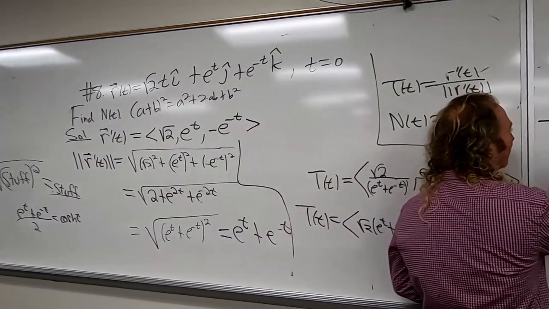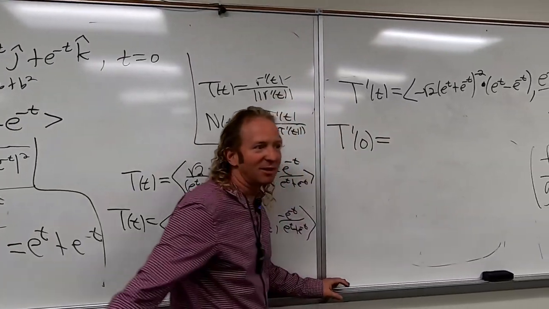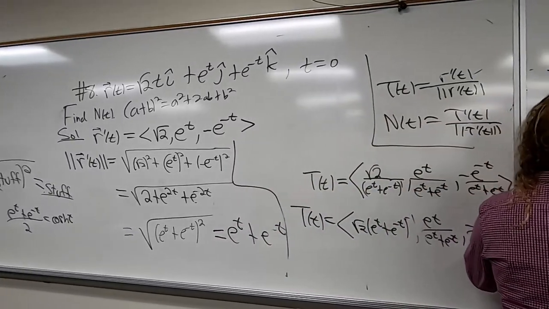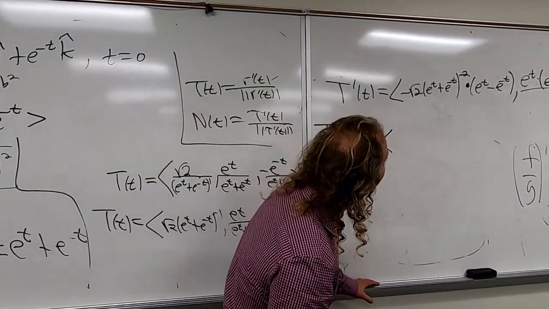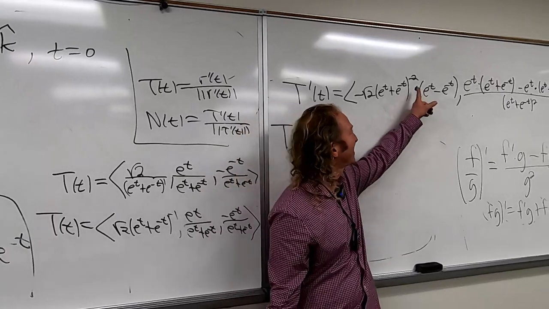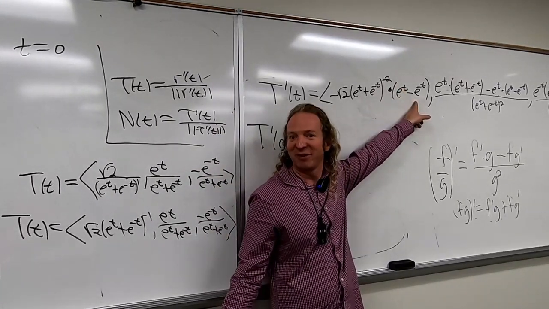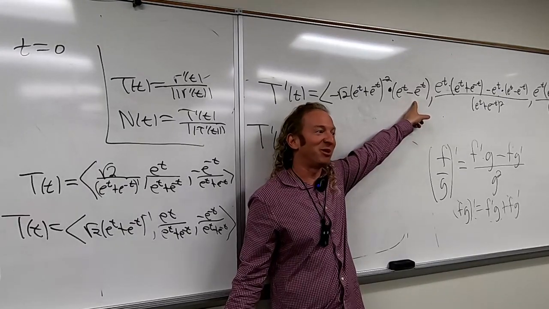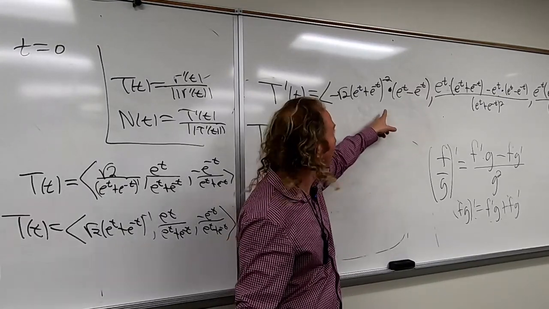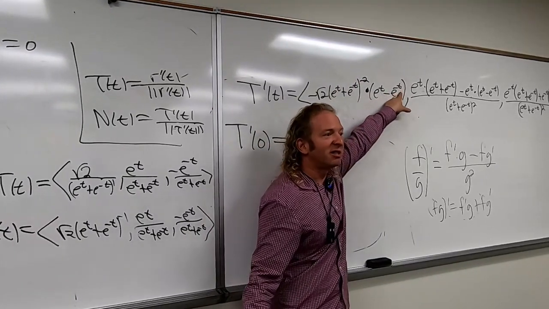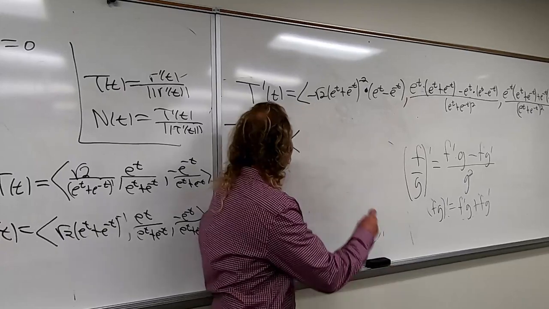Let's see, T prime of zero. T prime of zero. Zero. Oh my God, yes, because this goes to the bottom, right? And this is 1 minus 1, and it's up top. So it's 0. That's beautiful. That was really quick, Rafael. You're so fast. Because this is going to come downstairs. E to the 0 is 1. This is 1. 1 minus 1 is 0, so we get 0.